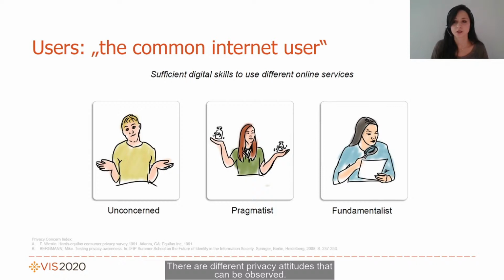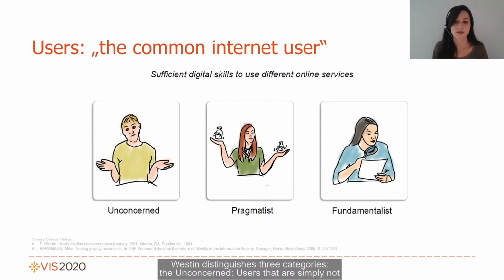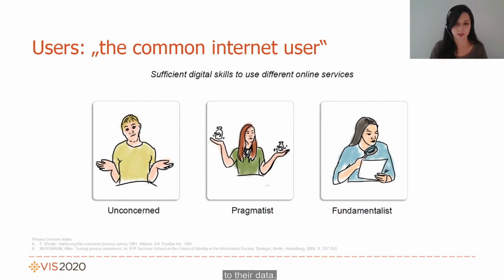There are different privacy attitudes that can be observed. Weston distinguished three categories: the unconcerned, users that are simply not concerned about organizations collecting their personal data; pragmatists, users who will weigh the benefits against the intrusiveness of data collection and believe that organizations should earn their trust rather than automatically have it; and the fundamentalists, users who are distrustful of data collection by organizations and care about privacy. Our approach is meant to support all of these user groups, even if they have different attitudes toward data.